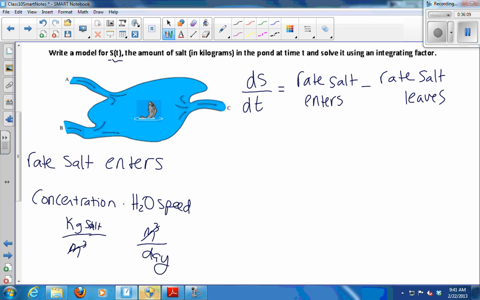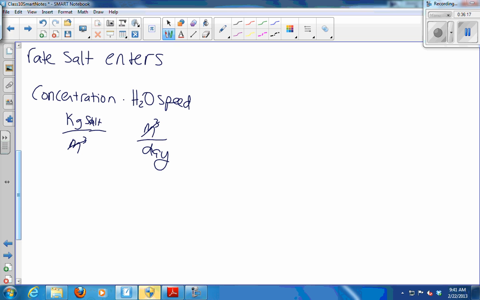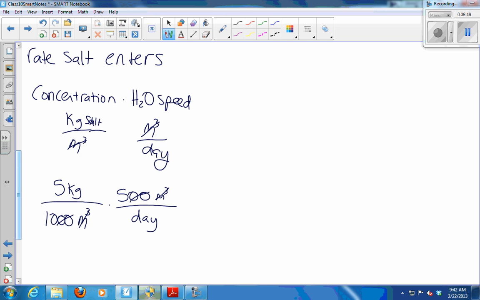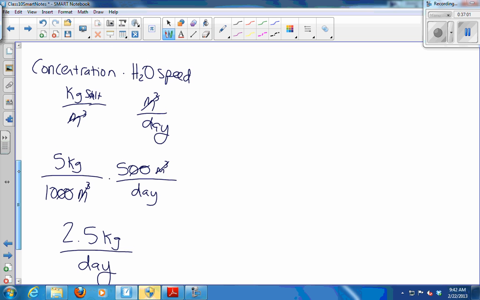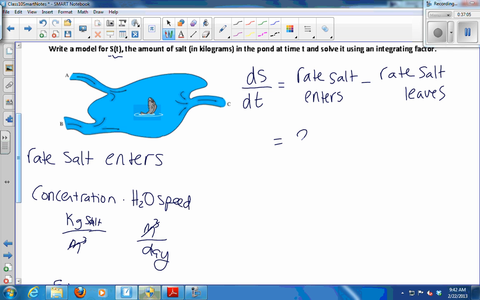All right, so what is the concentration of the salt entering the pond? Yes, 5 kilograms per 1,000 cubic meters, which is given in the question. And then the speed that water is entering, 500 cubic meters per day. Cubic meters cancel, and the zeros cancel. 25 over 10, 2.5 kilograms per day of salt. So I go back to my differential equation, and I'm going to put in a 2.5 right here.